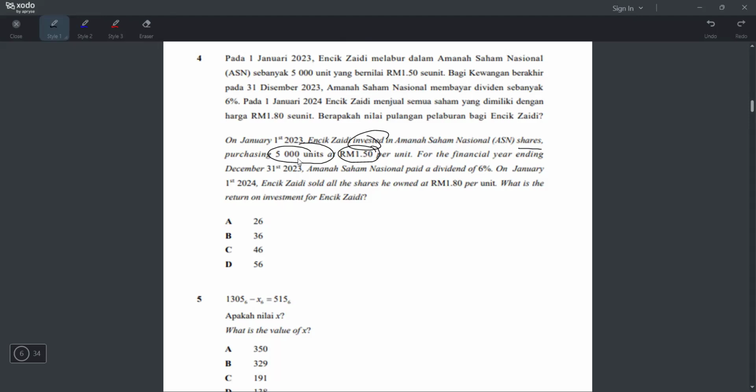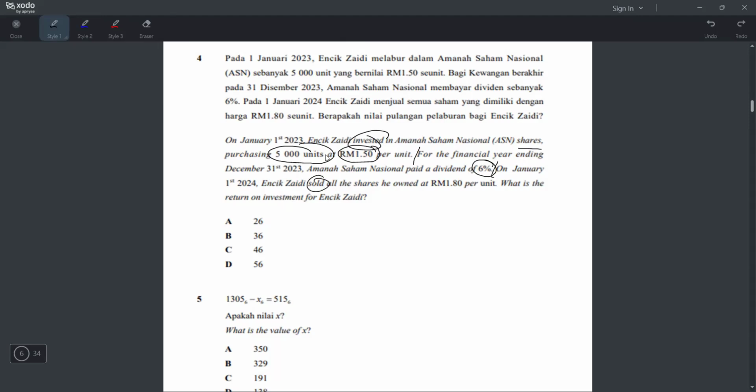Just take the 1.5 times 5,000. But let's not do that first. Let's read the whole question first. So for the financial year ending December 31st, 2023, Amanah Saham Nasional paid a dividend of 6%. So dividend is like a return lah. It's like a profit. Okay. Dia bonus lah. Dia macam bonus. And then on January 1st, 2024, Encik Zaidi sold all the shares.